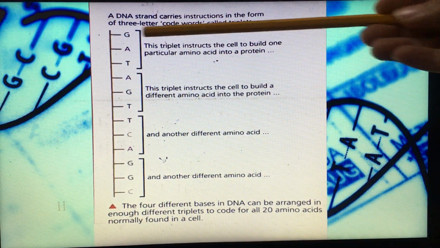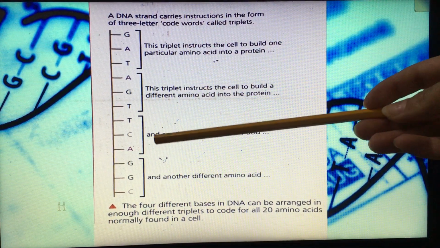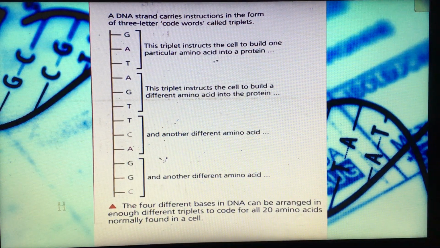So here we have the first triplet, the second, third, fourth triplet. Triplet means the 3 letters which produce the amino acid. And those triplets agree with a single amino acid. So each triplet agrees with a single amino acid in a protein. So the sequence of bases in DNA is a series of coded instructions for the building of amino acids into proteins.